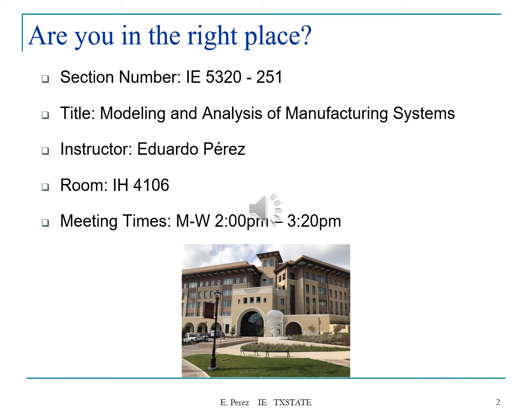So the first thing I want to do is to make sure that you're in the right place. So make sure that you are in the right class section. We have only one section for this course, so it's IE5320. So if you're registered for Modeling and Analysis of Manufacturing Systems, you're in the right place. Again, I'm going to be your instructor, Eduardo Perez, Associate Professor. And we're going to be meeting in the Ingram Hall in room 4106 on Mondays and Wednesdays from 2 p.m. to 3:20 p.m.